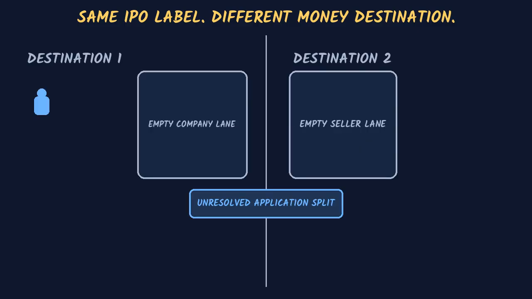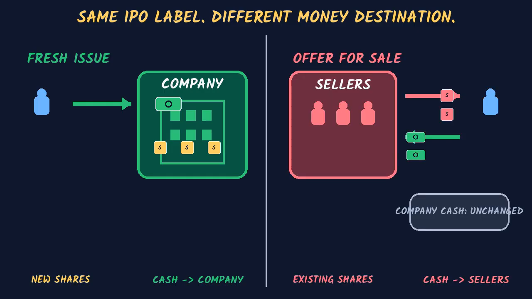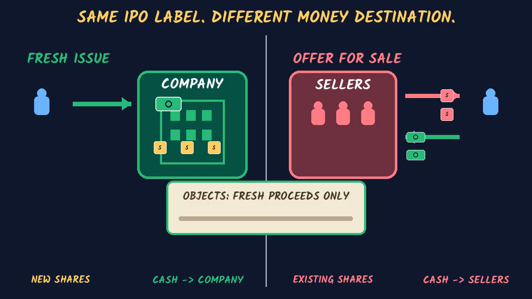First, separate fresh issue from offer for sale, shortened to OFS. A fresh issue creates new shares and sends that portion of investor money to the company. An OFS transfers existing shares and sends that portion to the selling shareholders. So the objects section explains company use of fresh proceeds, not the destination of OFS seller proceeds.